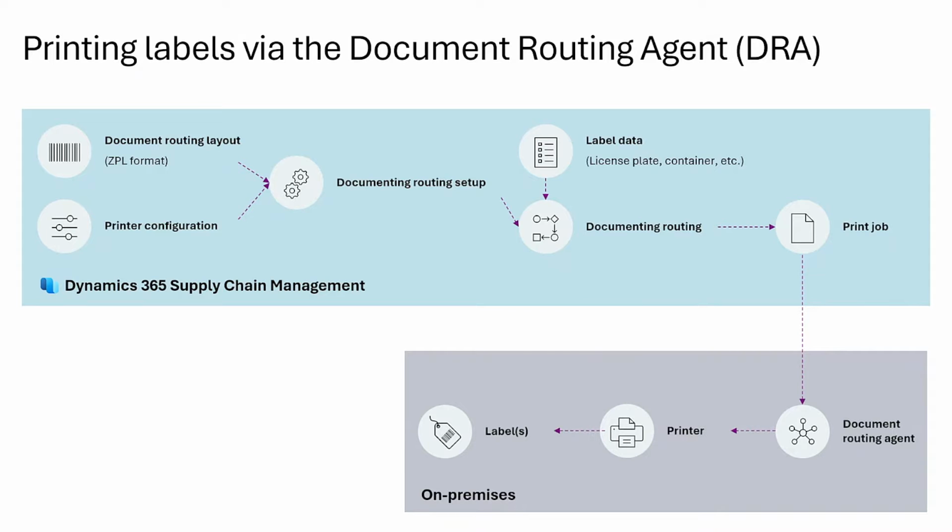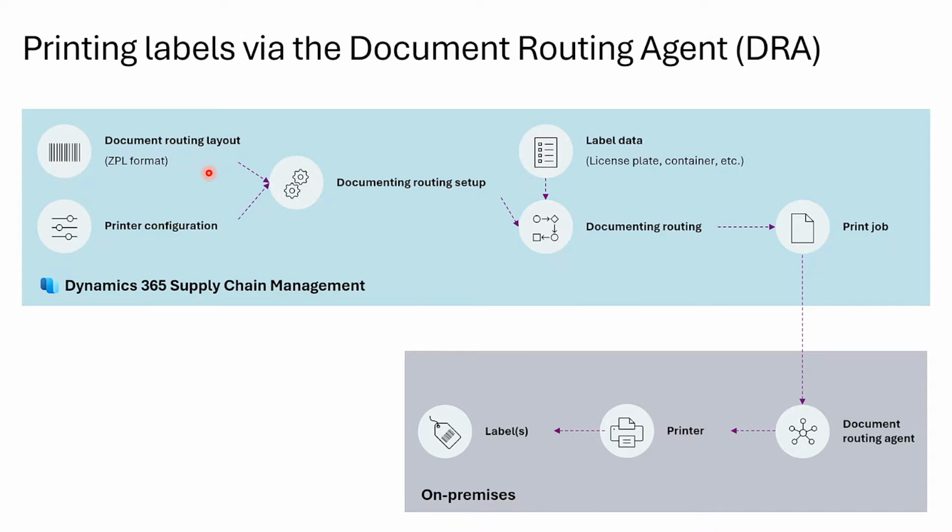The cloud label printing feature did not replace this, as both can be leveraged in the system, and later we'll talk about use cases to determine which configuration is best for which scenarios. All right, so with the DRA, labels are defined as document routing layouts.